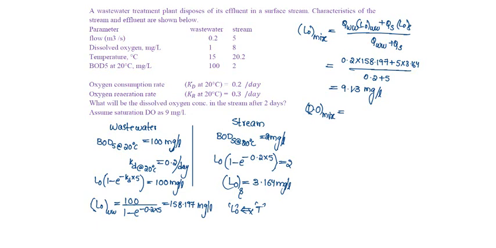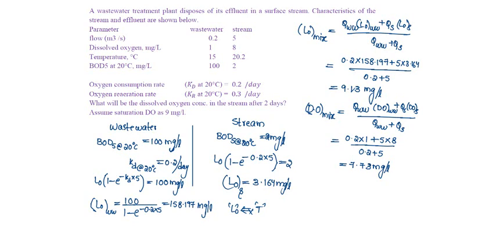whereas the dissolved oxygen of the mix will be equal to Q of wastewater into dissolved oxygen of wastewater plus Q of stream into dissolved oxygen of stream, by Q of wastewater plus Q of stream. That is equal to Q of wastewater, given as 0.2, into dissolved oxygen of wastewater, 1, plus Q of stream, 5, into dissolved oxygen of stream, 8, by total Q, 0.2 plus 5, that is equal to 7.73 milligram per liter. Initial deficit D0 will be equal to saturation DO minus DO of the mix. Saturation DO is given as 9 mg per liter, so 9 minus 7.73, which will be equal to 1.27 milligram per liter.